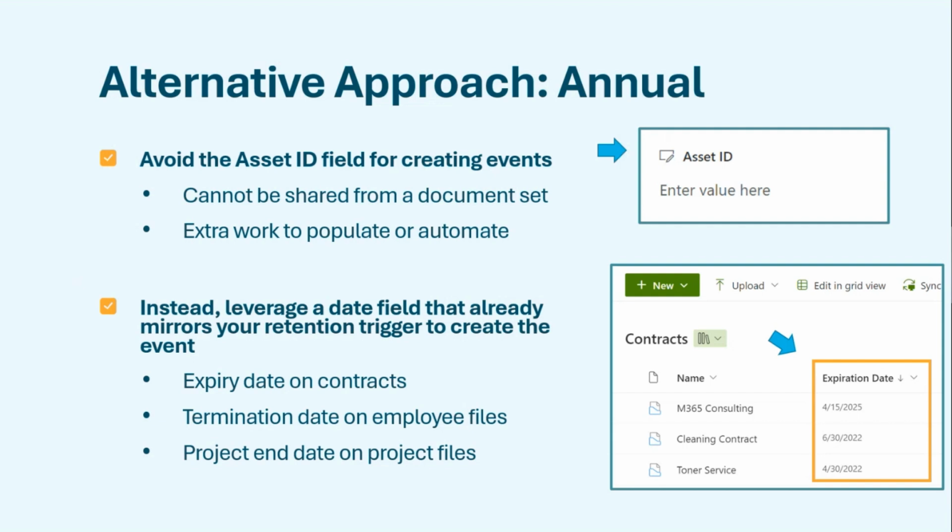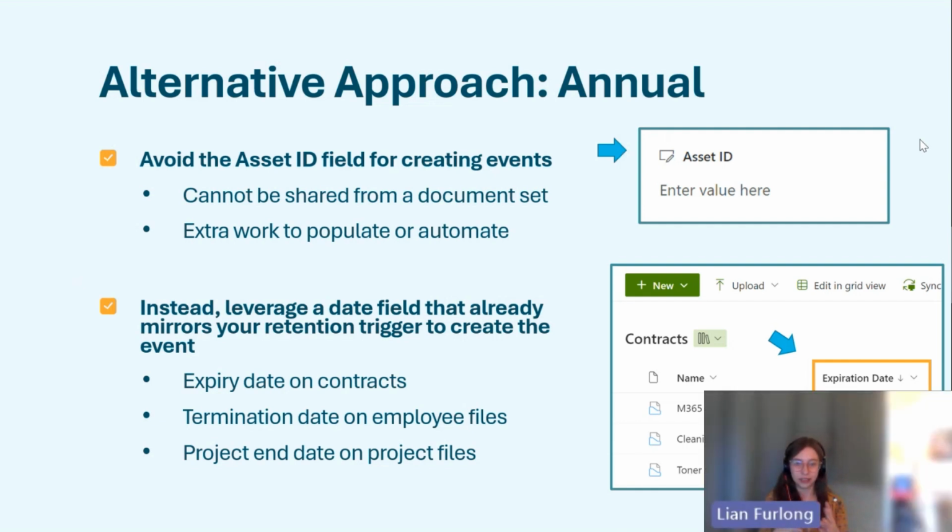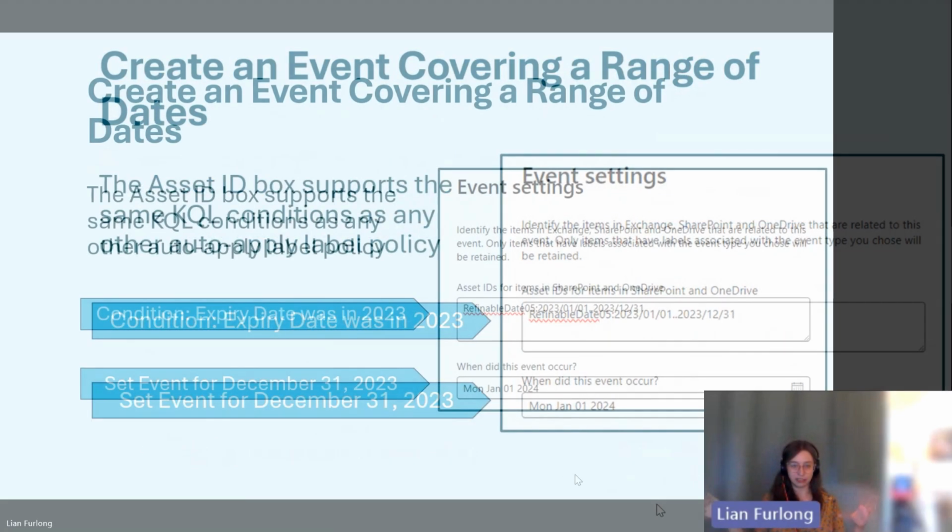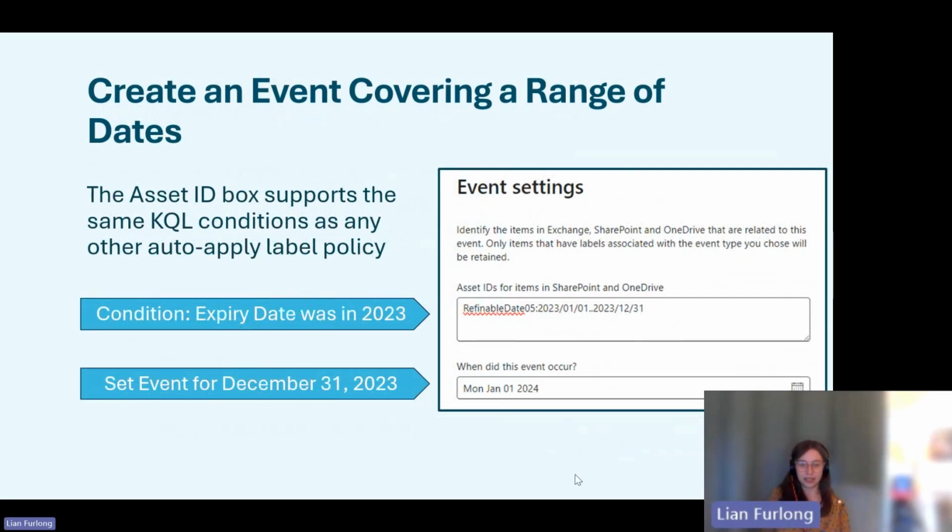So this is being pushed down from a document set in this contracts library, and I can actually call on that when I want to make my event instead. Then you can create that when you're creating that retention event. You can cover a range of dates instead. Here in Purview, it'll say asset IDs. What it's asking for is potentially that asset ID field, but you don't have to use it.